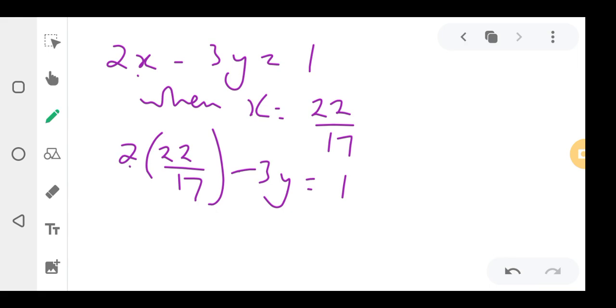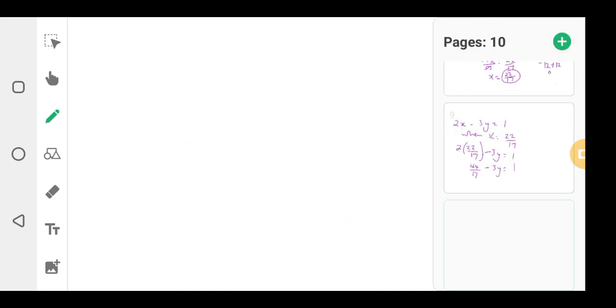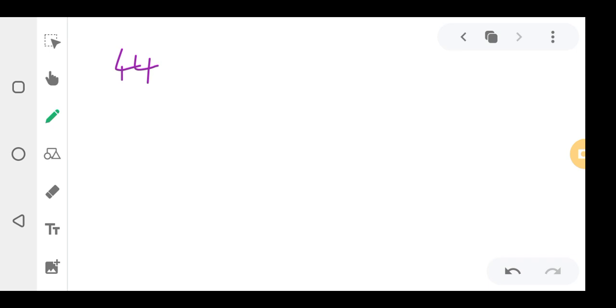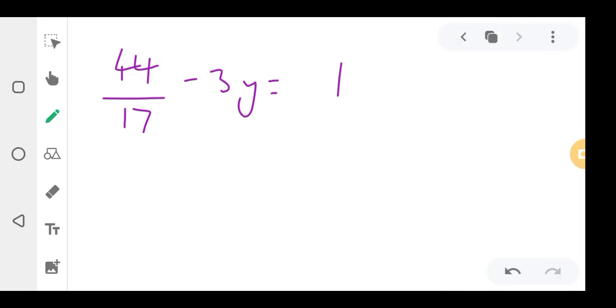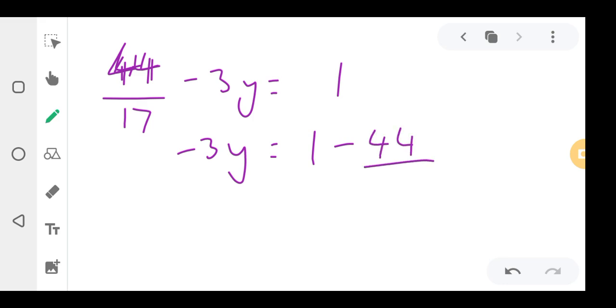Okay. 2 times 22, it's 44 over 17, minus 3y is equal to 1. So that will be 44 over 17 minus 3y is equal to 1. So making 3y the subject, negative 3y will remain, is equal to 1. When this 44 over 17 crosses the equal sign, it will become negative 44 over 17.